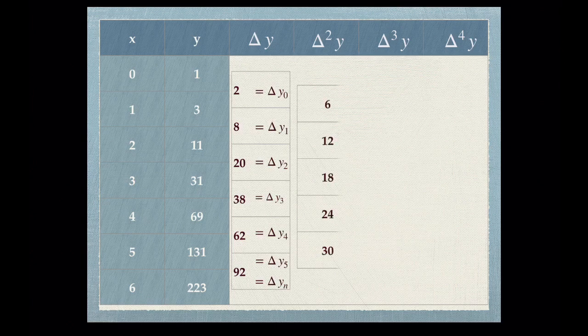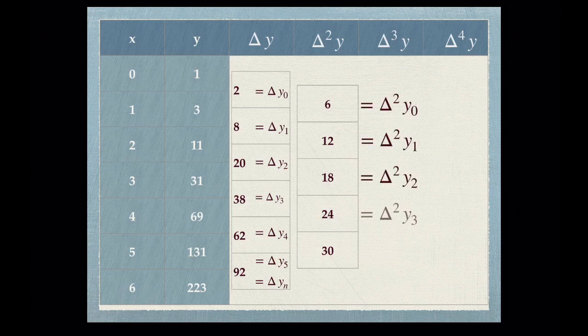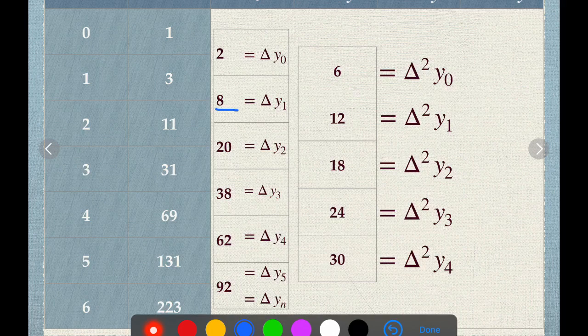Now we will move on to the second column, where we get the second order forward differences. Here, the difference between 8 and 2 is 6, and that is treated as delta square y naught. 12 is delta square y1. 18 is delta square y2. 24 is delta square y3. And finally, 30 is delta square y4.